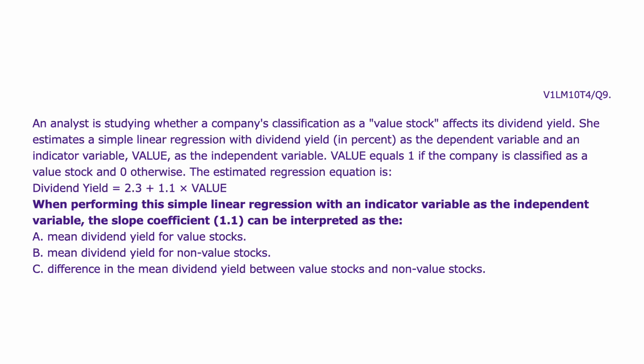When performing this simple linear regression with an indicator variable as the independent variable, the slope coefficient, 1.1, can be interpreted as the A. mean dividend yield for value stocks, B. mean dividend yield for non-value stocks, C. difference in the mean dividend yield between value stocks and non-value stocks.